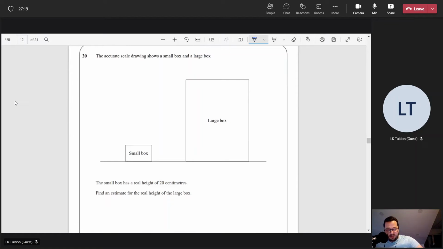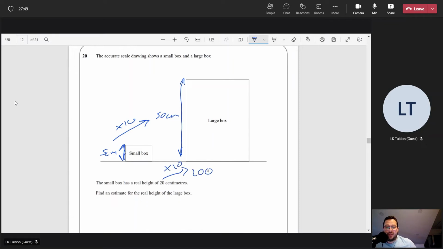Because I'm using an iPad, I can't really measure this correctly. But what you would do for this one is measure the height of the small box and the height of the large box. So for example, say this was 5 centimeters and this was 50 centimeters, then you'd know from there to there, you times it by 10. And if the small box has a real height of 20, you'd times 20 by 10 to get 200. But that's just an estimate.